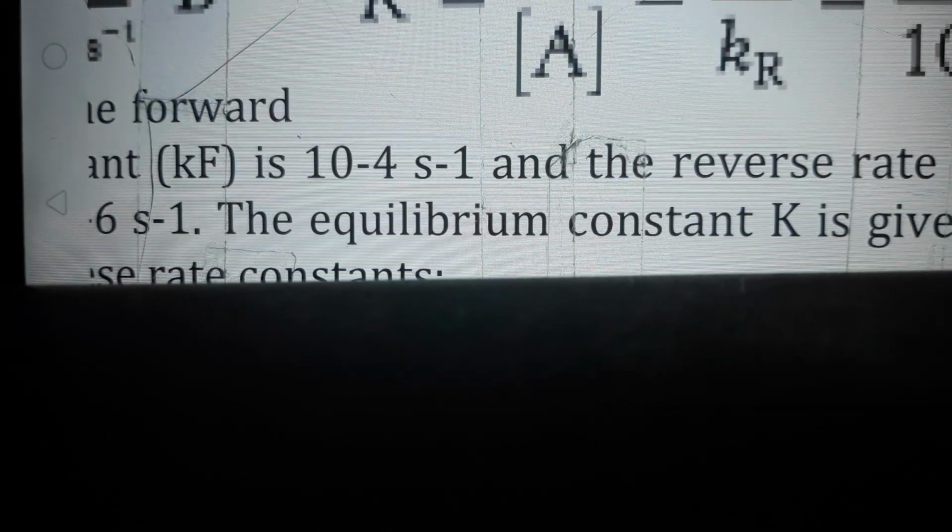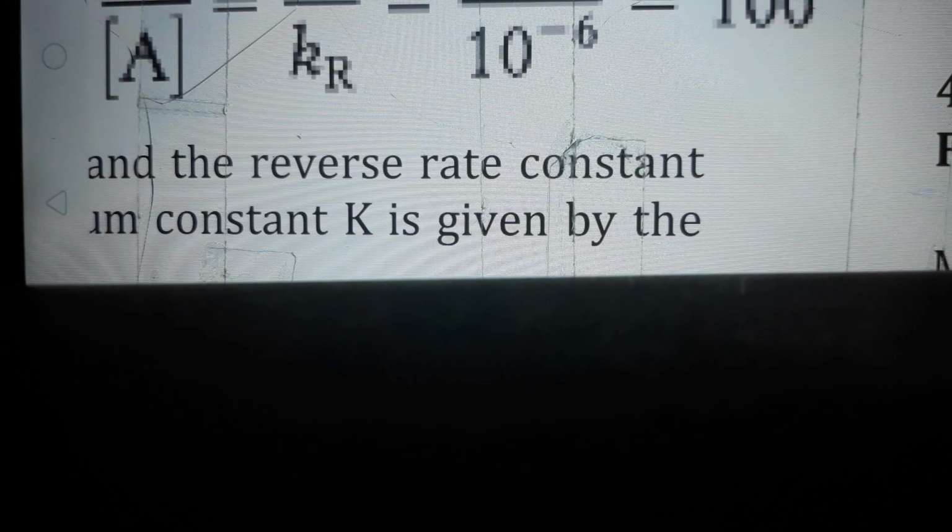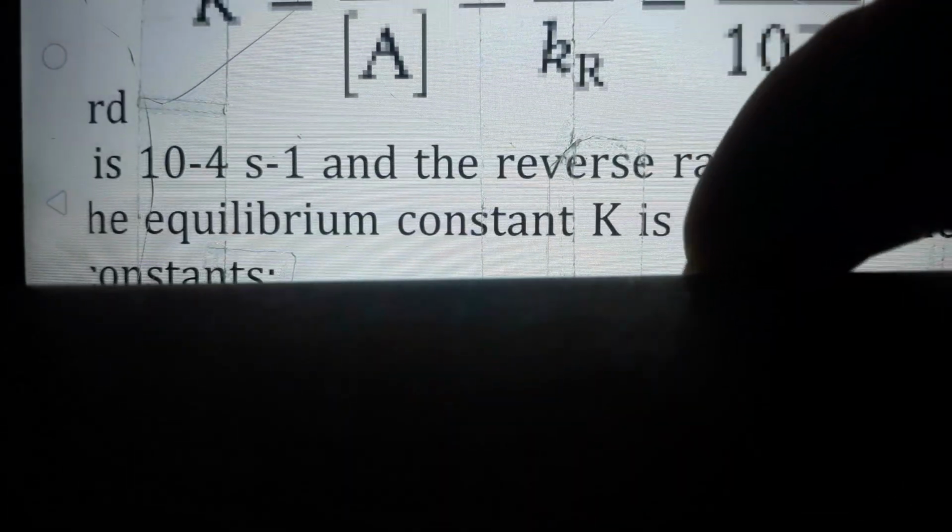And K is equal to Kf by Kr, where Kf by Kr is equal to 10 raised to minus 4 by 10 raised to minus 6, which is equal to 100. All right?